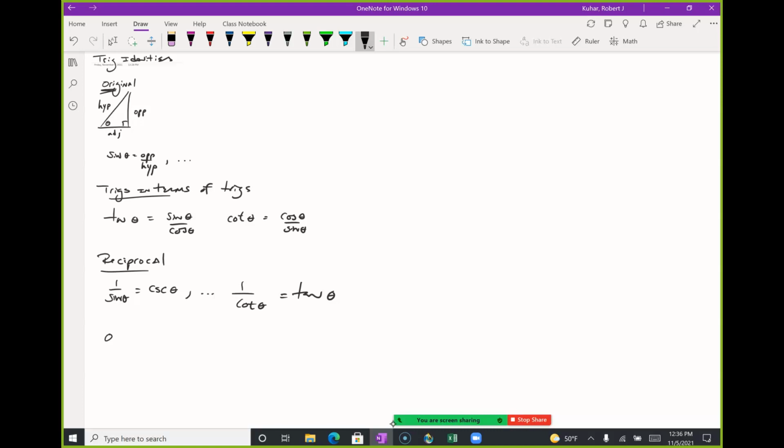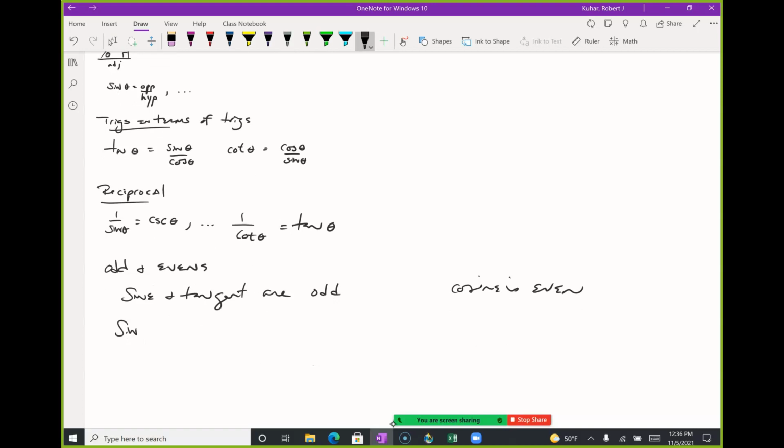I need my odd and even identities. I know that sine and tangent are odd. I know that cosine is even. So sine of theta is the opposite of sine of negative theta. Tan of theta is the opposite of tan of negative theta. And cos of theta is the cos of negative theta. Those are my even and odd identities.